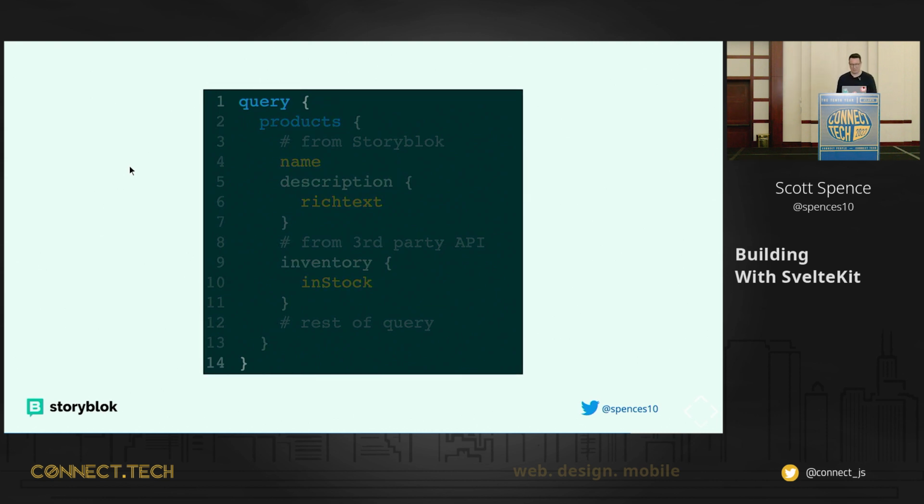So this is how some federation could work with Storyblok. You go off, get the name and description of a product, let's say, and then we could go check a third-party API and get the inventory for it, the price maybe from Stripe or something like that. Okay, and then we just do the rest of the query.